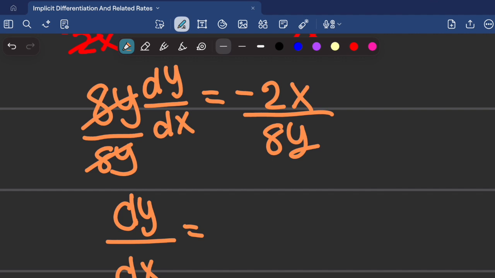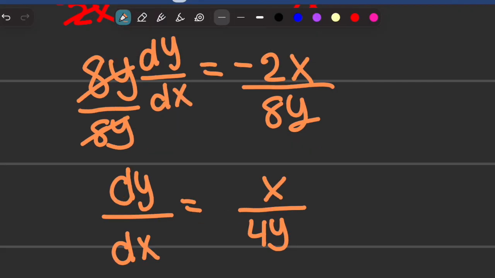So we can simplify that. That will be negative 1/4. So negative, we can just do x. We don't have to write 1 because, again, 1 is usually implied. And then the bottom becomes 4y. That is the most we can simplify. So that will be our answer right here.